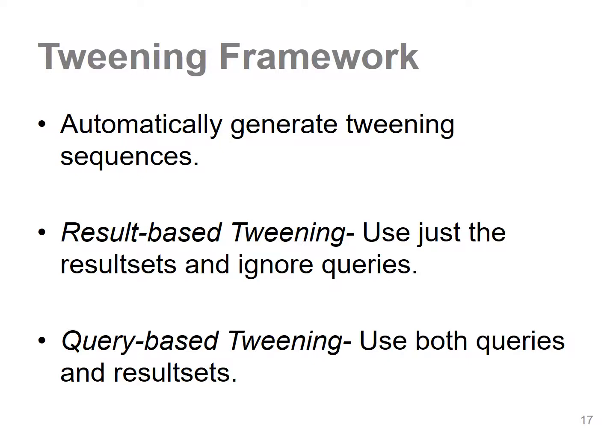Now that we have defined a formal way to encode tweening sequences, we can look at the tweening framework, which automatically generates a tweening sequence for a given pair of consecutive queries and their corresponding result sets. We could do this in two ways: result-based tweening, which would just compare the two result sets and not take into account the query changes, and query-based tweening, which would take into account both the query changes and the result sets.